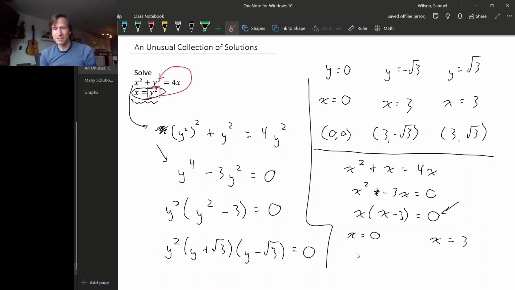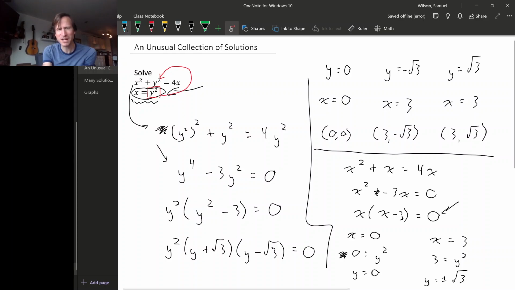Okay, so if x is 0, now we need to find y. And remember, the relationship between x and y that we used at the beginning was that x is y squared. So when we plug x equals 0 into that, we get 0 equals y squared. So that means y is 0. And then when we use that same relationship for x equals 3, we get 3 equals y squared. And so we get y is plus or minus the square root of 3.